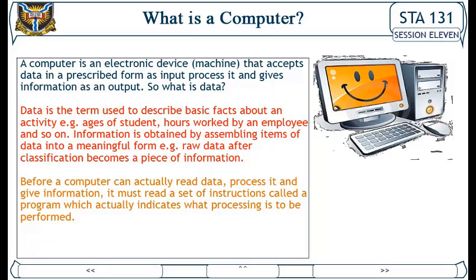So, what is data? Data is the term used to describe basic facts about an activity, e.g., ages of students, hours worked by an employee, and so on. Information is obtained by assembling items of data into a meaningful form, e.g., raw data after classification becomes a piece of information. Before a computer can actually read data, process it, and give information, it must read a set of instructions called a program, which actually indicates what processing is to be performed.